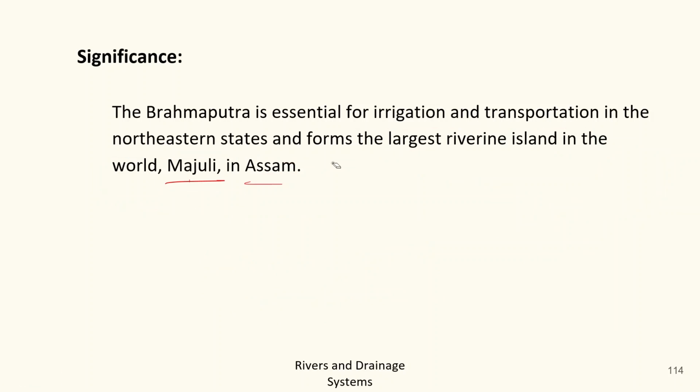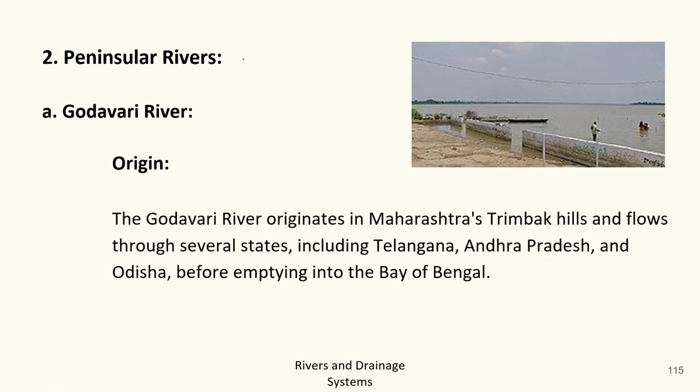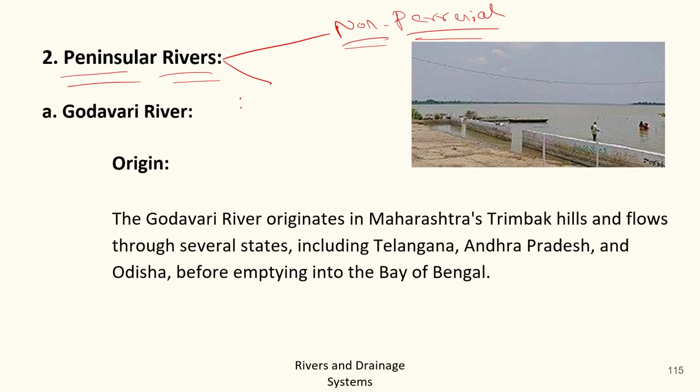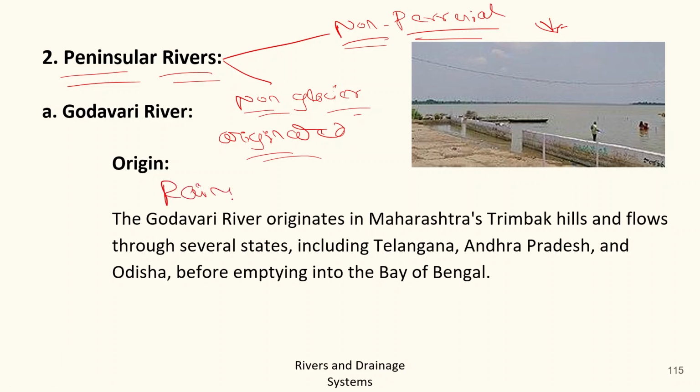Got it? Now, come to the next point. It is a peninsular India. Okay? Remember the things that I had told you. Peninsular rivers are non-perennial. Also they are non-glacier originated. Okay? Non-perennial means the river does not contain sufficient water throughout the year. During the summer or dry months, the water level goes down in these rivers. Second point is they are non-glacier originated, means the water coming through these rivers is not from the glacier, it's from the rains. Okay. So they are basically rain-fed rivers.